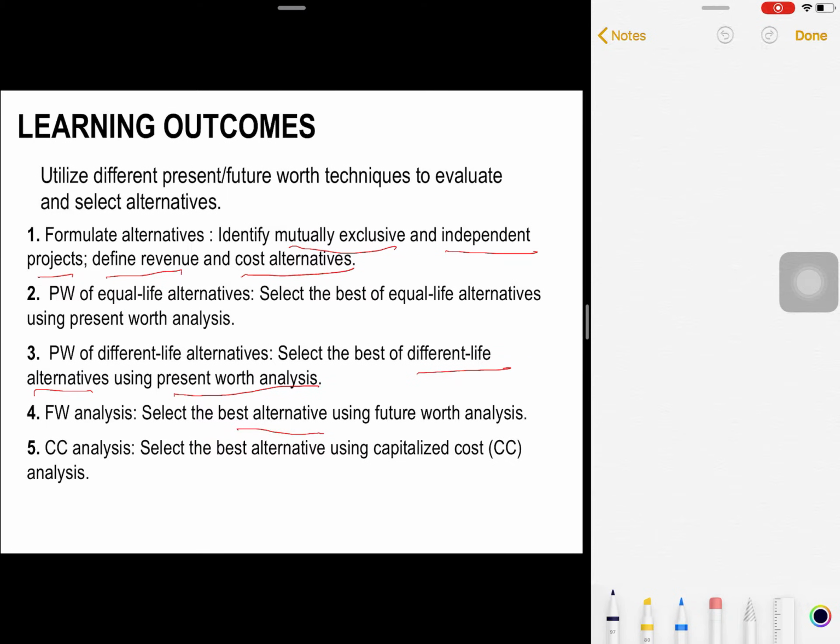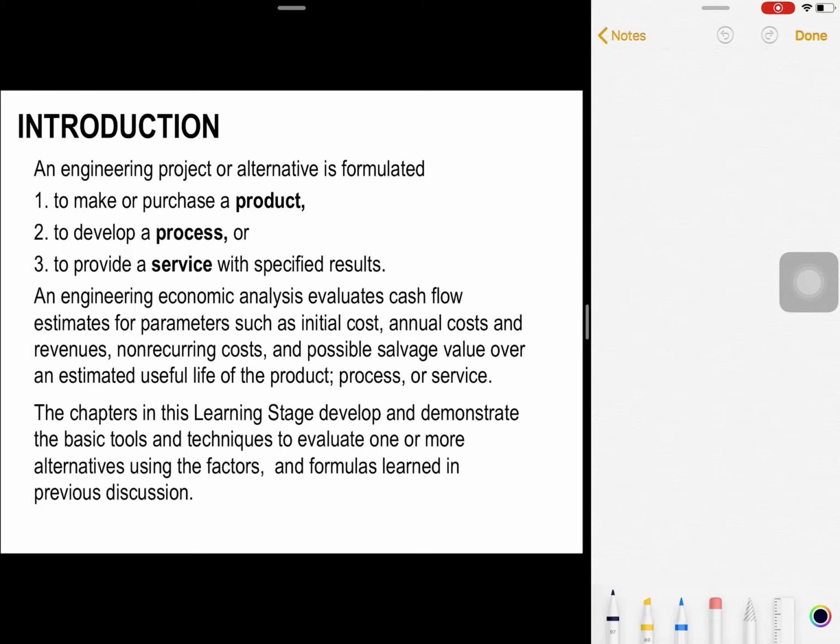FW analysis, we'll be selecting best alternative using future worth analysis, and CC analysis, where we will select the best alternatives using capitalized cost analysis. So here we know that PW is present worth analysis and FW is future worth analysis. There's three things that you need to know: PW, FW, and CC, which is the capitalized cost.